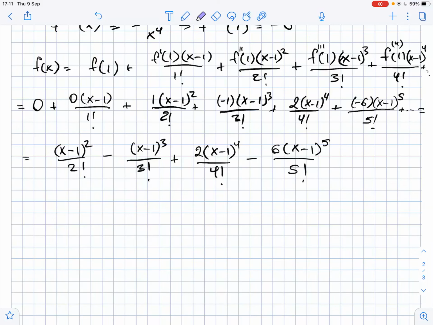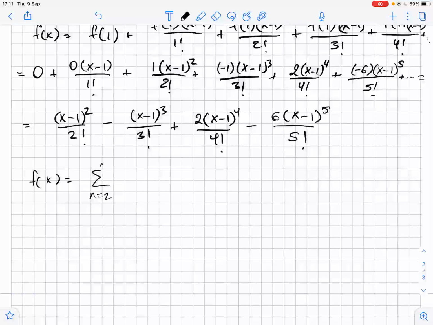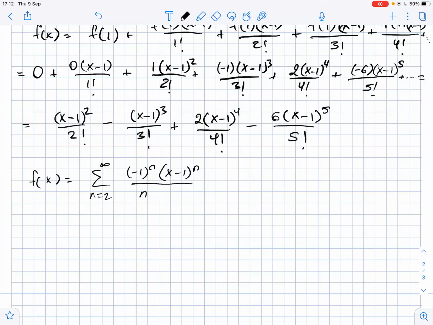And now we need to write down our power series in summation form. So f of x equals the sum from n equals 2 to infinity of negative 1 to the power of n times x minus 1 to the power of n over n times n minus 1.